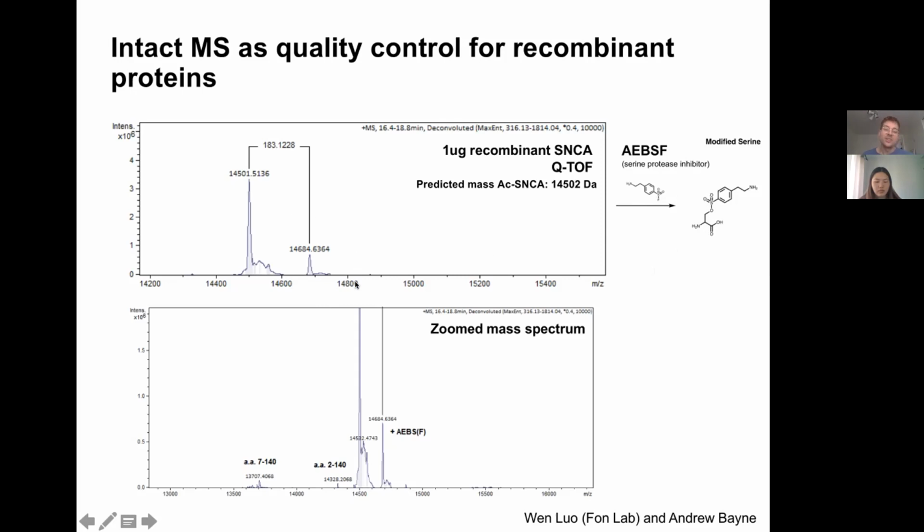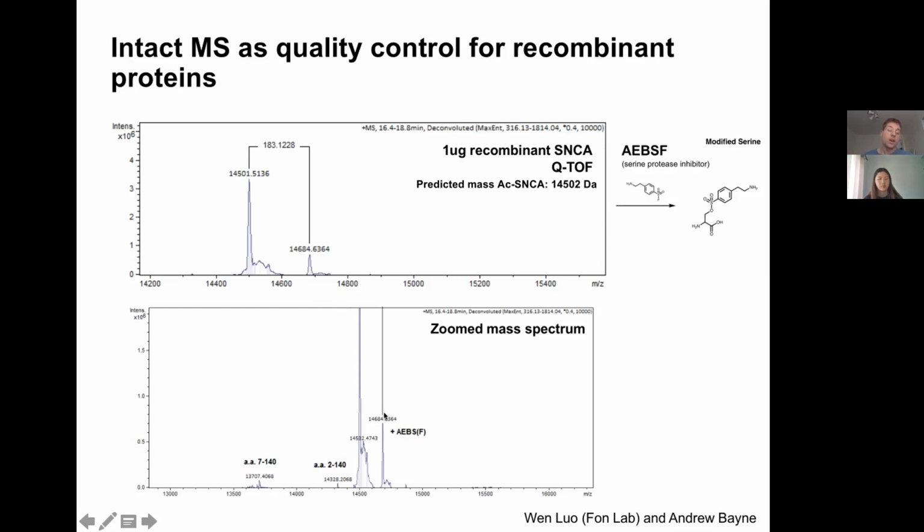And so this was a really important step to do before injecting into mice. And then Ted's lab altered the purification protocol and used a different protease inhibitor, and we got rid of that peak. And so that was really nice.